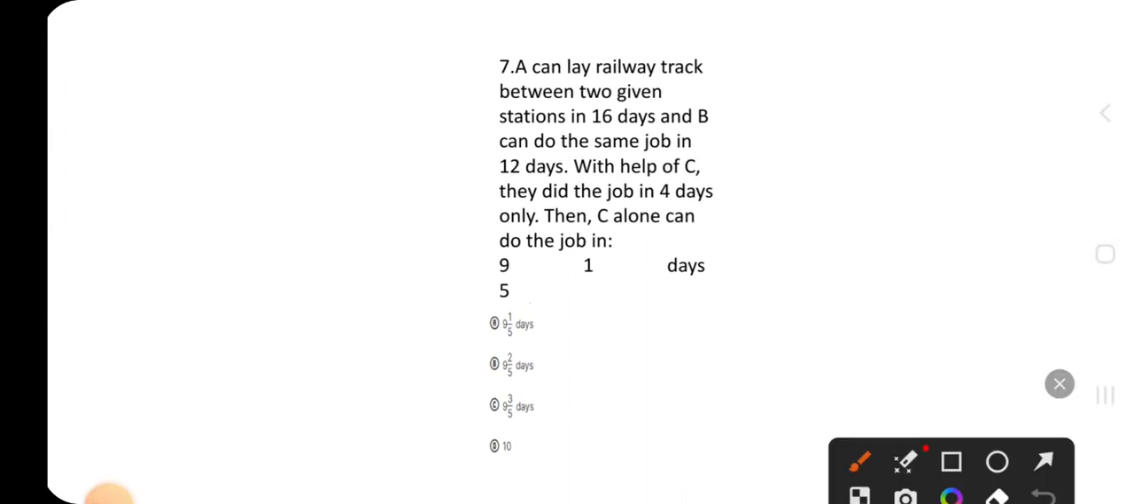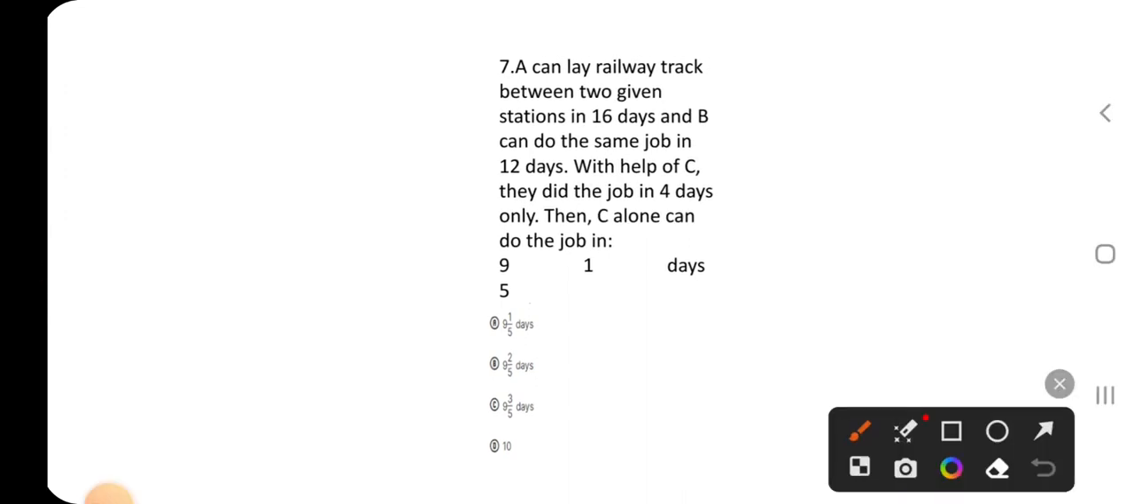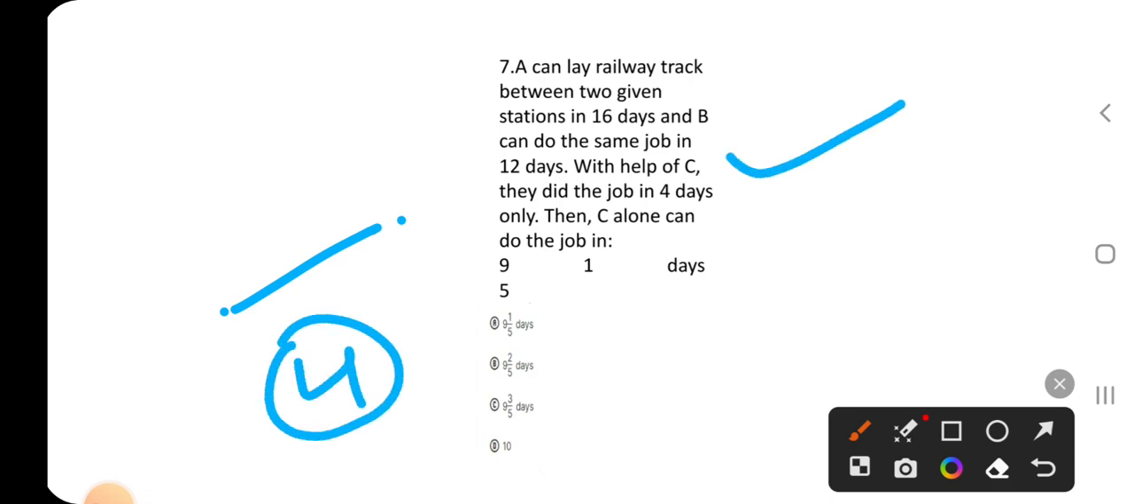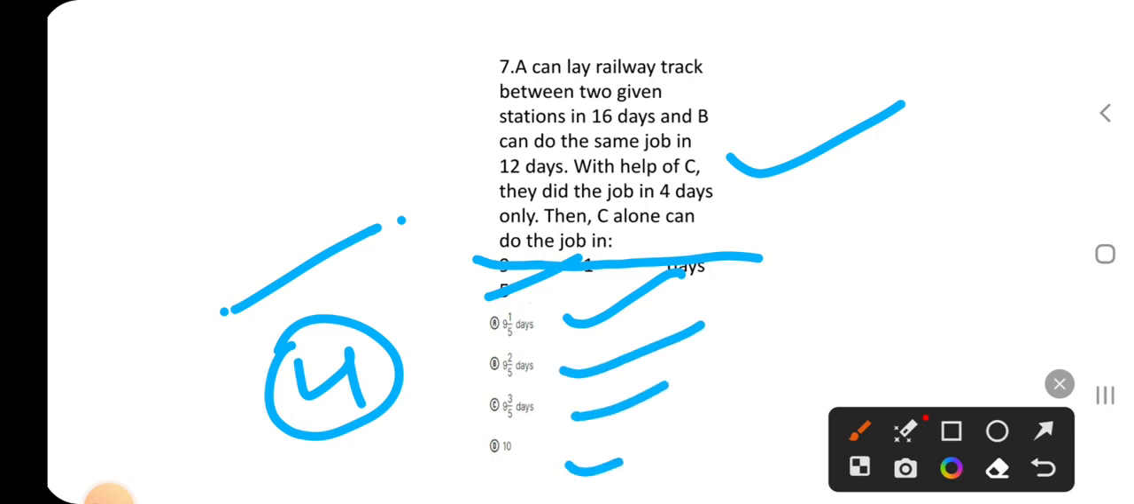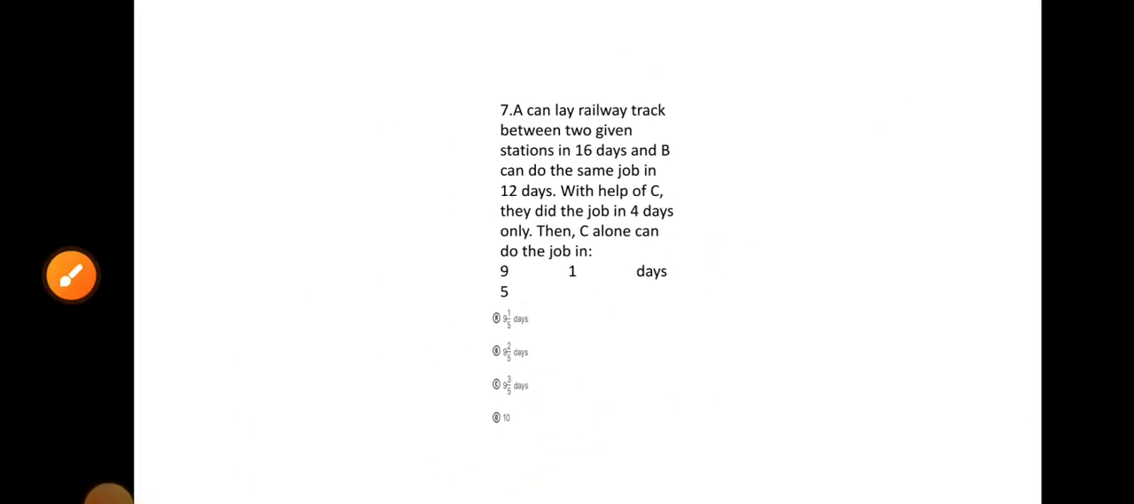Then the question says A can lay a railway track between 2 given stations in 16 days. B can do the same job in 12 days. With the help of C, they did the job in 4 days only. Then C alone can do the job in, option A: 9 1 by 5 days, 9 2 by 5 days, 9 3 by 5 days or 10 days. Choose the answer. Then we come to the eighth question.